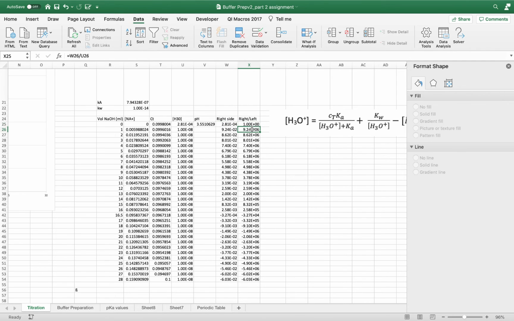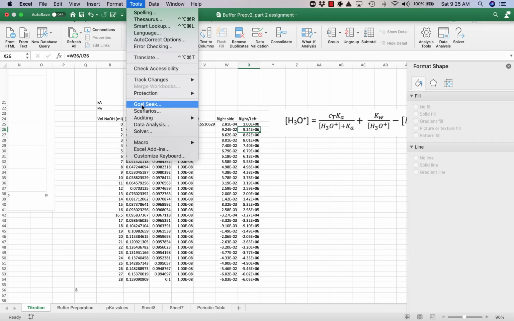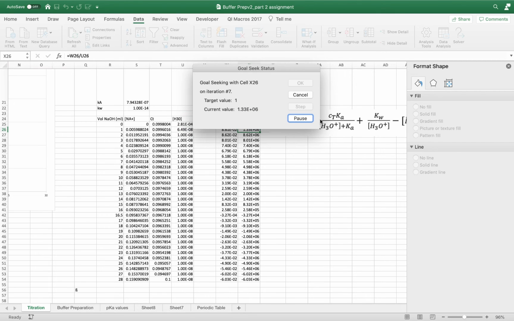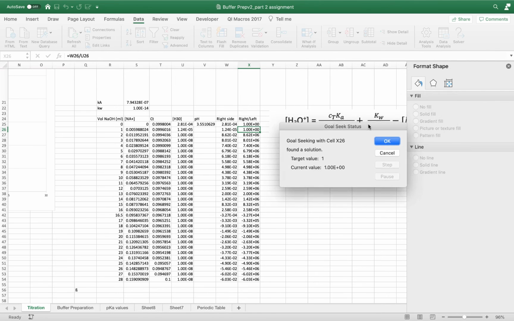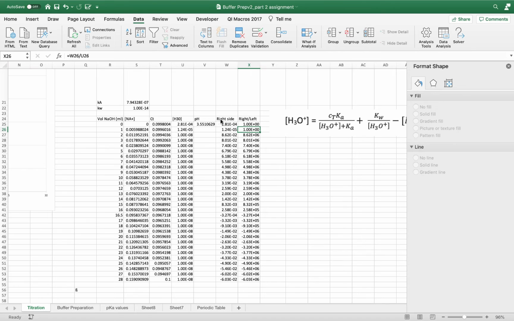I can continue to do this. It's a little bit manual. Again, Goal Seek. I want to set this value equal to 1, and I'm going to do it by changing my hydrogen plus. And again, it iterates through until it converges onto 1. And I can see at 1 milliliter, my pH now is equal to 4.6.